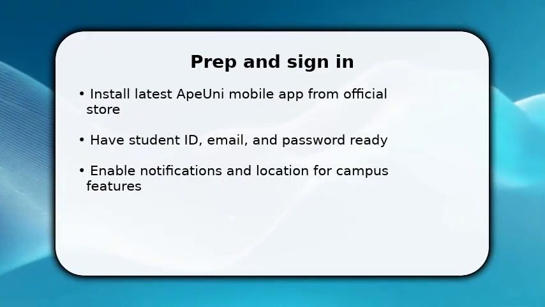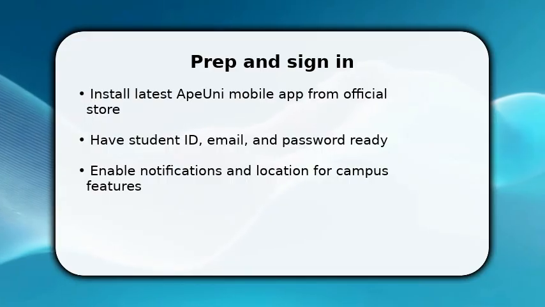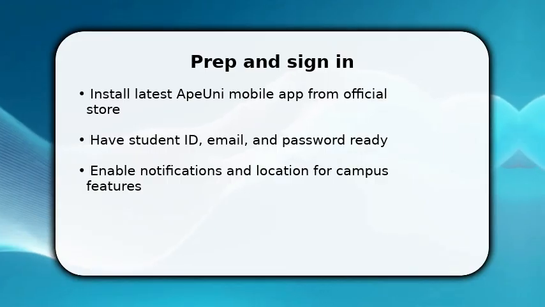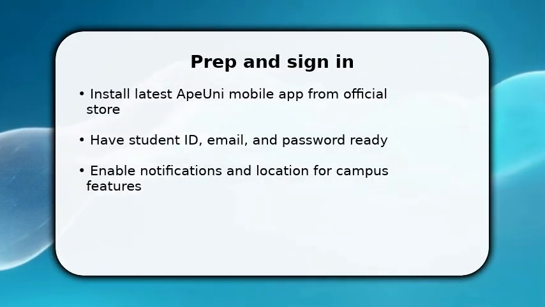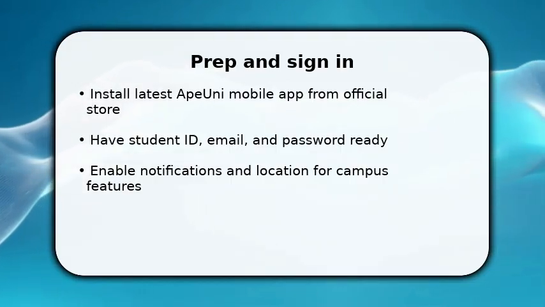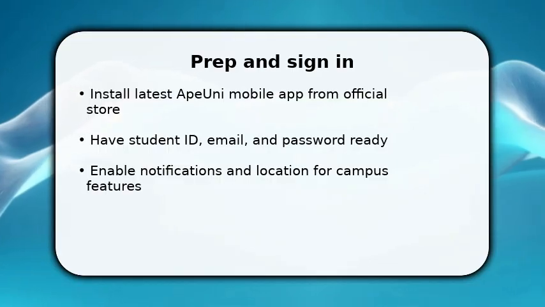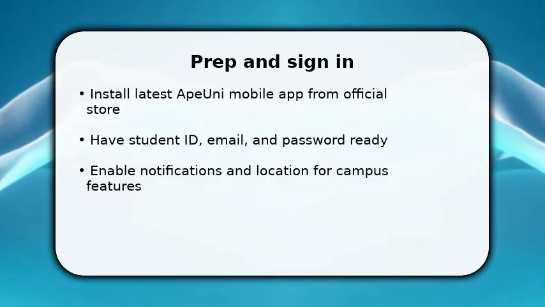You'll start by installing the updated Apeuni app and signing in. This gives you access to personalized features. Once installed, open the app and choose Student Login. Enter your student ID and campus email, then type your password. If you haven't set a password yet, tap Forgot Password and follow the in-app reset steps. Make sure to allow notifications and location when prompted so maps, alerts, and class updates work smoothly as you proceed.